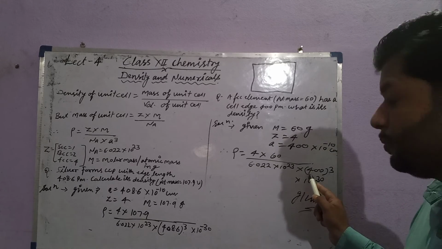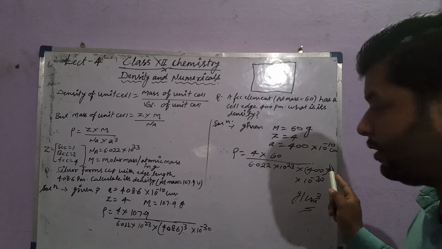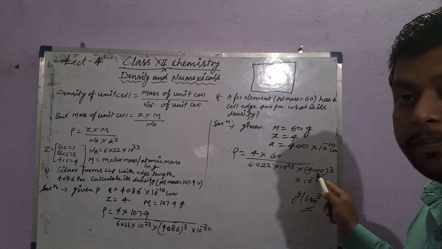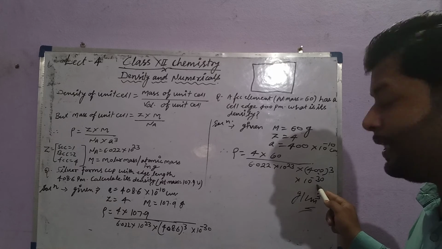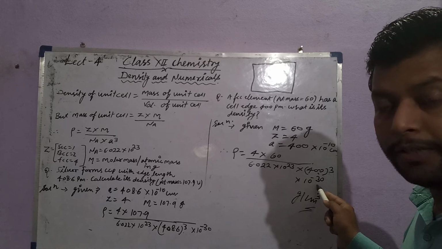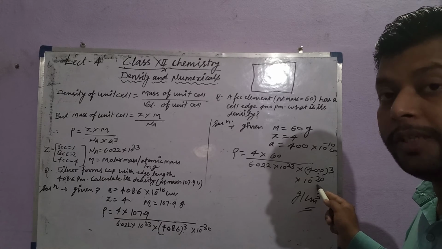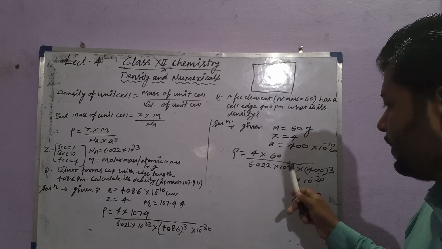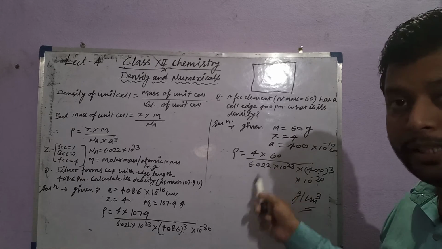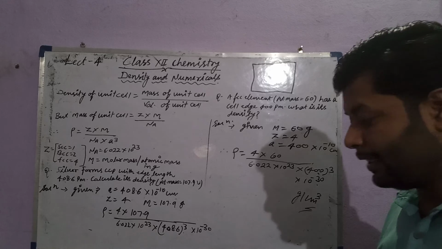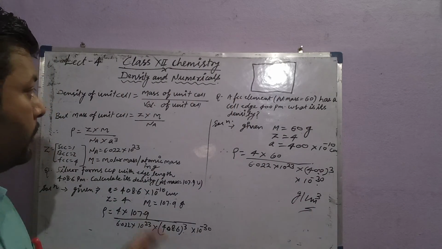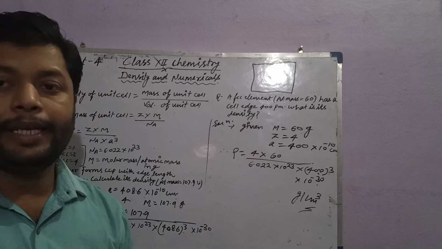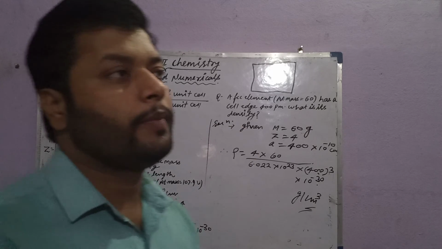You can cube the 4, and 4 cube is 64. This is 10 to the power 2; 10 to the power 2 cubed gives 10 to the power 6. That combined with 10 to the power minus 30 will give 10 to the power minus 24. So easily you can calculate this question, because there are no lengthy multiplications. These two density numericals I am solving here.